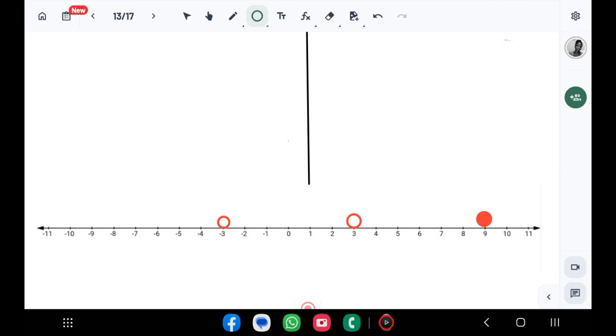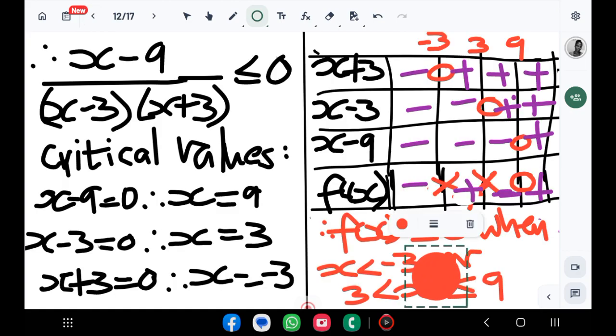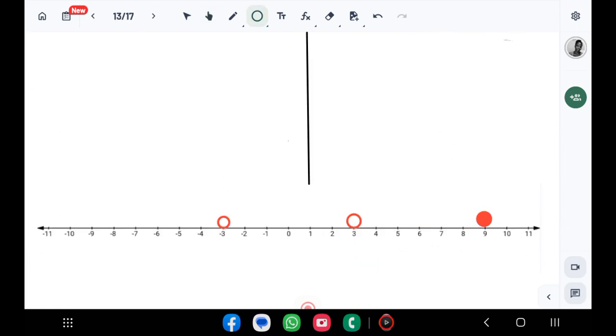All right, and then let's see where we put the lines. So the first one is when x is less than negative 3. So the arrow will go to the left of negative 3 in this one, like that. So that is the arrow to the left of negative 3.